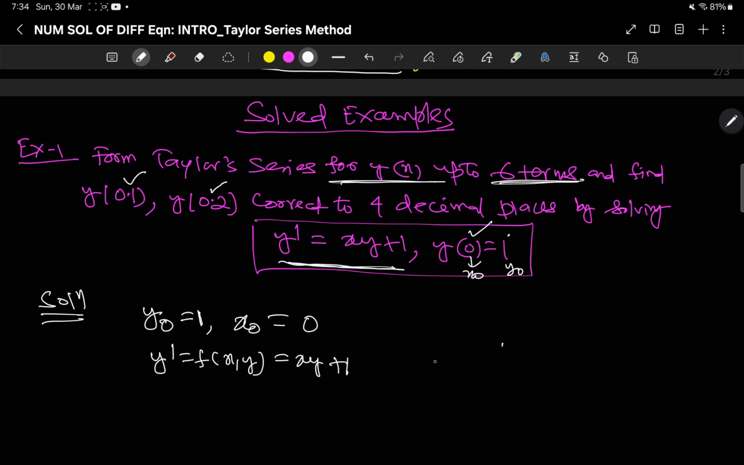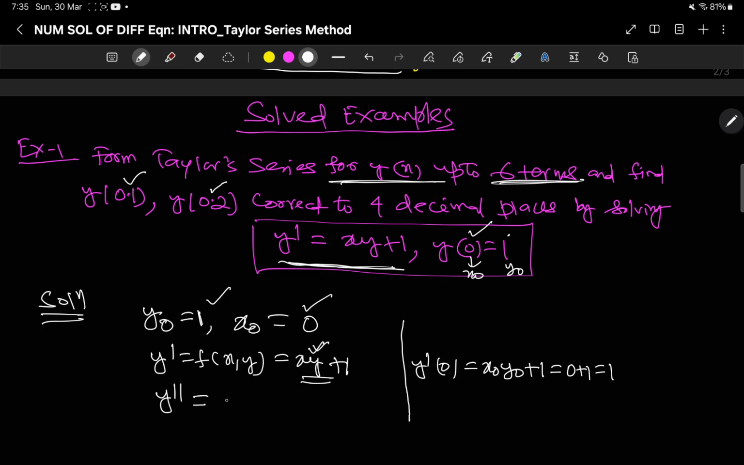So this implies y dash at the point 0. What is y dash 0? It is x0 y0 plus 1. x0 is 0, y0 is 1. So it is 0 plus 1, which is 1. Then you find y double dash by implicit differentiation. Apply the product formula here: x times the derivative of y, plus y times the derivative of x, which is 1.